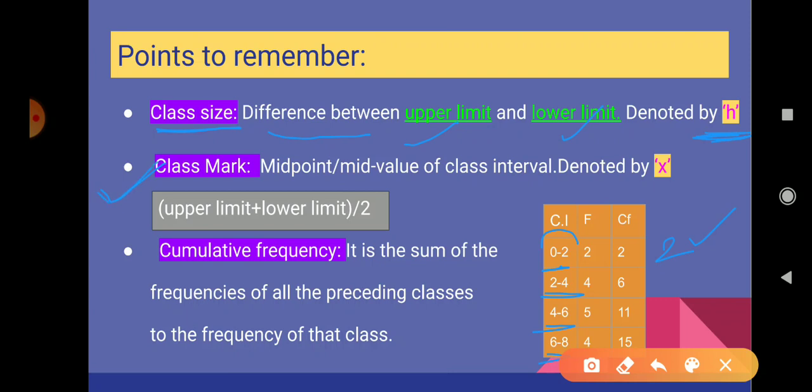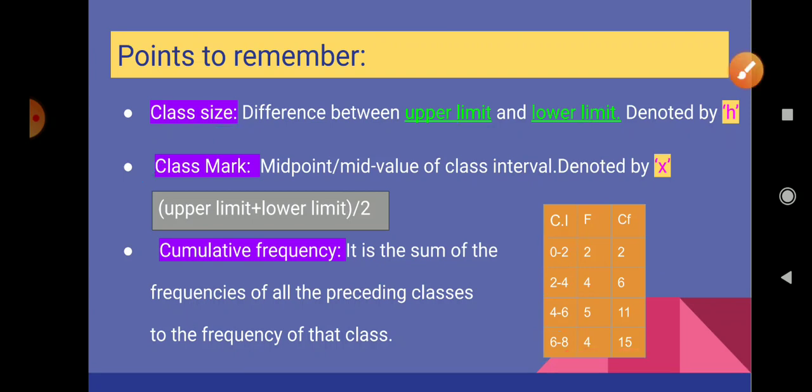Next, class mark is the midpoint or mid value of the class interval. It is denoted by the letter x, small x. Observe here, if we consider 0 to 2, what is the mid value of this? Here we have one formula to find that mid value. What is that formula?